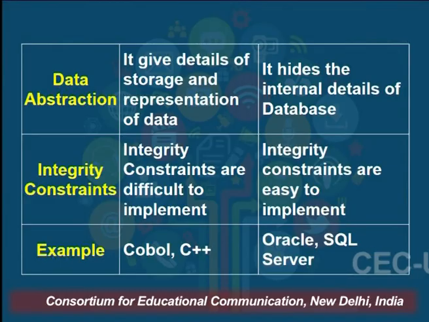Now, integrity constraints, that is, rules and restrictions which are necessary to maintain integrity. Integrity constraints are easy to implement in a database management system, while they are difficult to implement in file management systems. Coming to another parameter: what are the examples? For database management systems we have Oracle, SQL Server and many others, while file management systems are controlled by various programming languages like COBOL and C++ and so on.